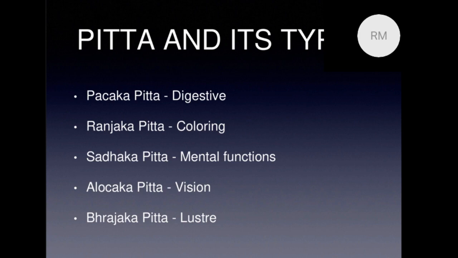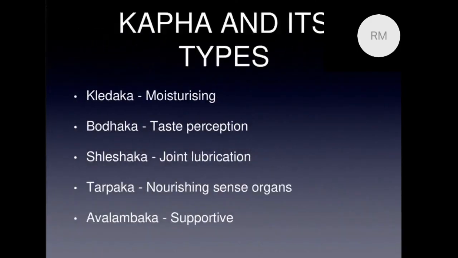We will quickly go on. So is this clear? I'm just simply listing the 5 types of Pitta: Pachaka, Ranjaka, Sadhaka, Alochaka, and Bhrajaka. And next we have Kapha and its types: Kledaka, Bodhaka, Shleshaka, Tarpaka, and Avalambaka.